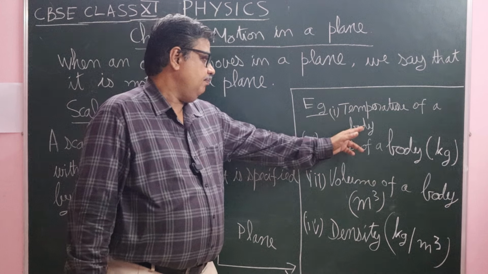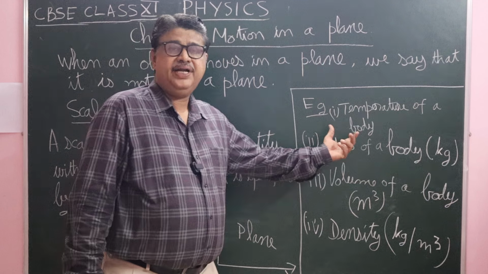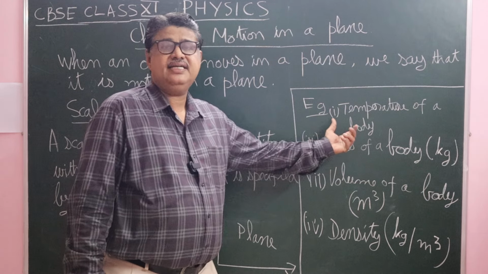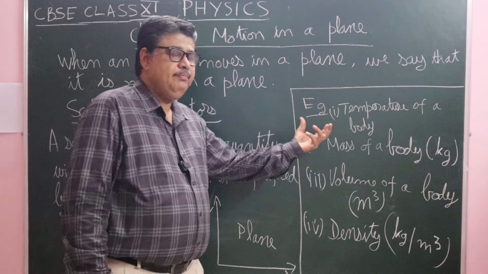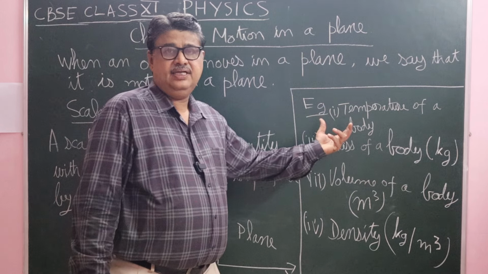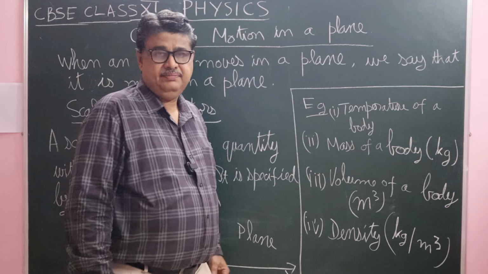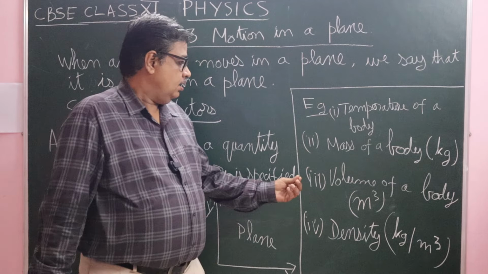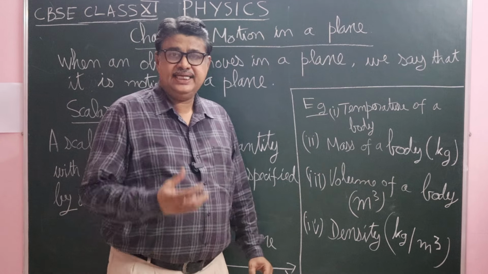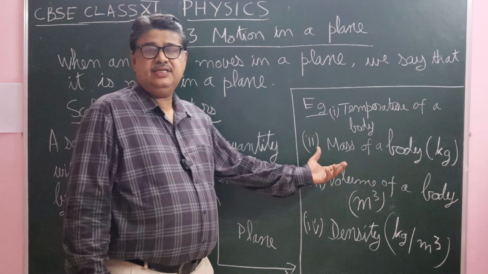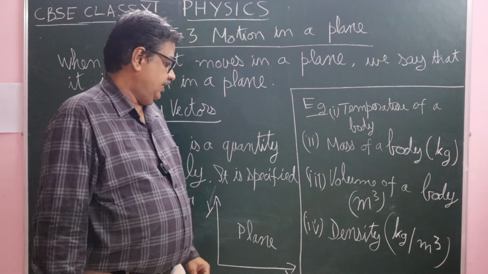Example, temperature of a body. It is a scalar quantity. Temperature 20 degrees centigrade, 25 degrees centigrade, 30 degrees centigrade. It has got only magnitude, 30, 25, like that. Then mass of the body, kilogram. So maybe 2 kilogram, 3 kilogram, 4 kilogram. It's only magnitude. We don't specify the direction, so it is a scalar quantity.